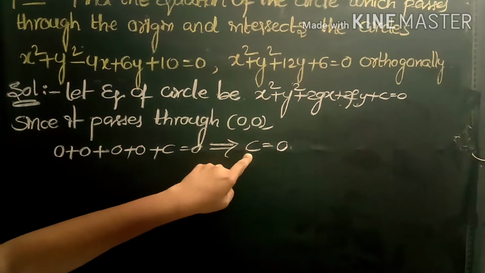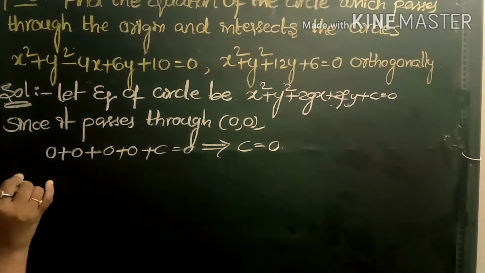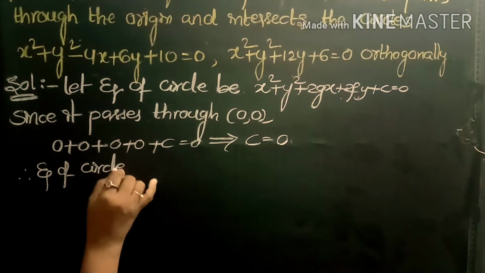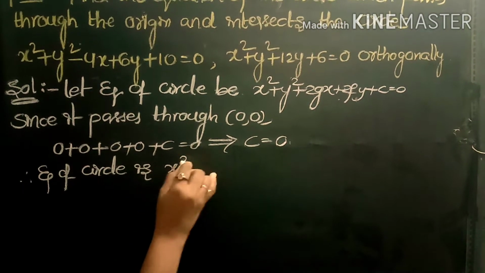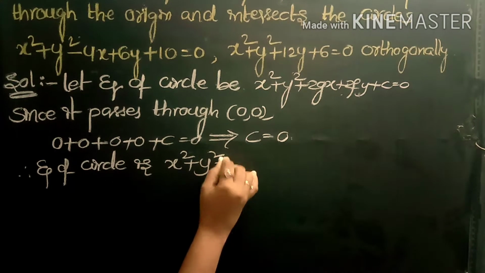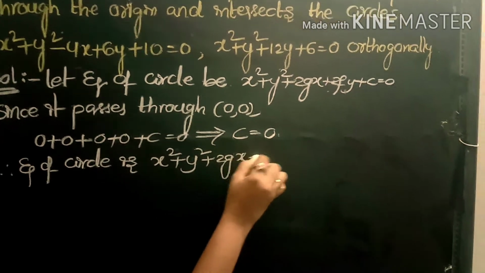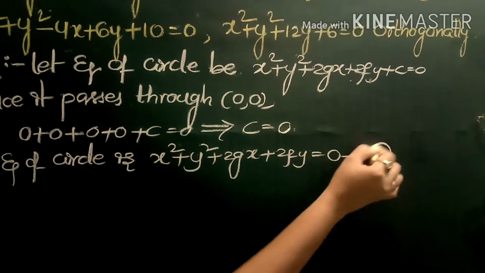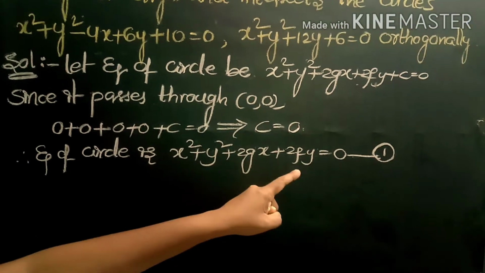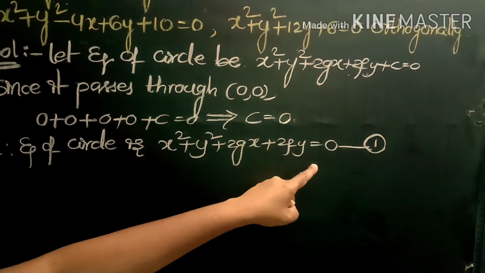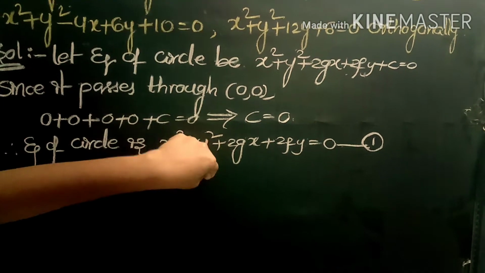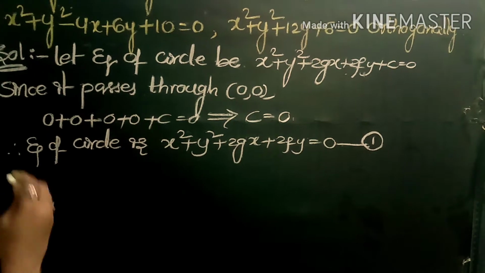Now we are replacing c is equal to 0 in the circle equation. Therefore, equation of circle is x square plus y square plus 2gx plus 2fy is equals to 0. So equation 1. Now we are taking this equation as first equation, and next we are writing the second circle equation, third circle equation, which are the given equations. Now we are writing the given circles.